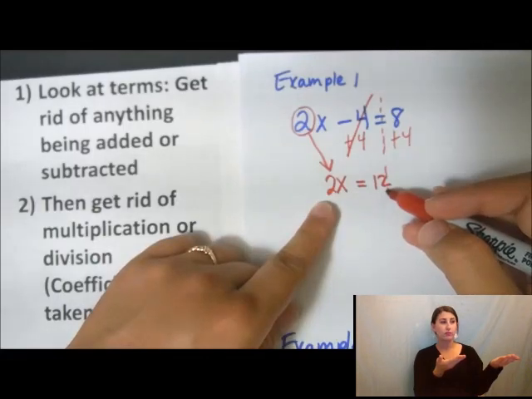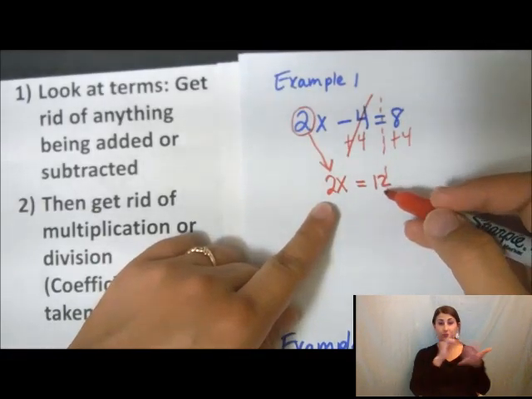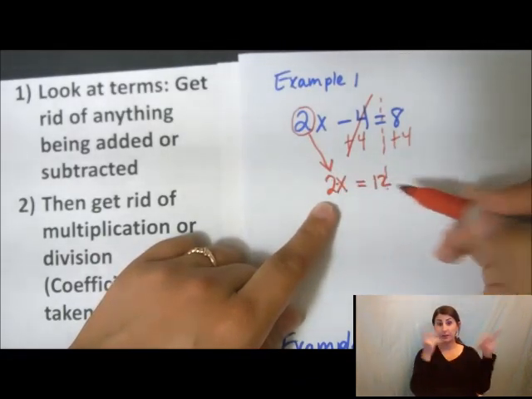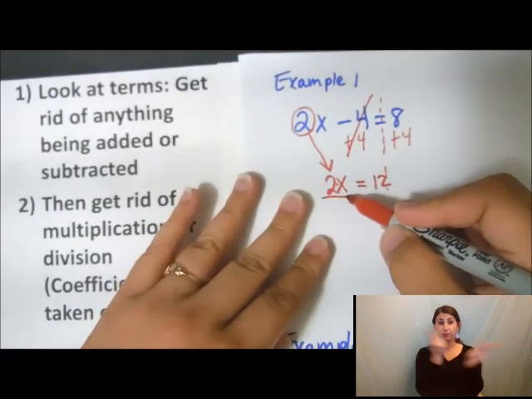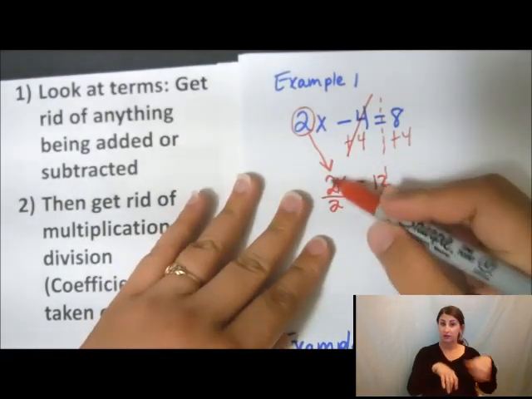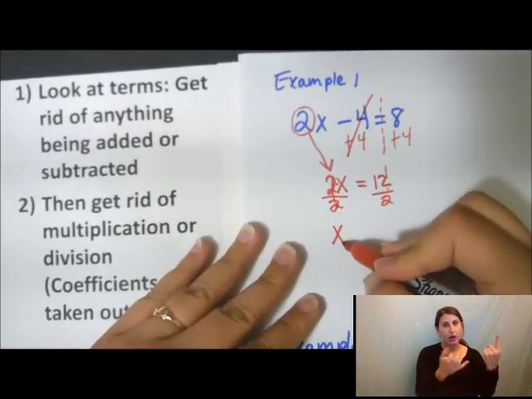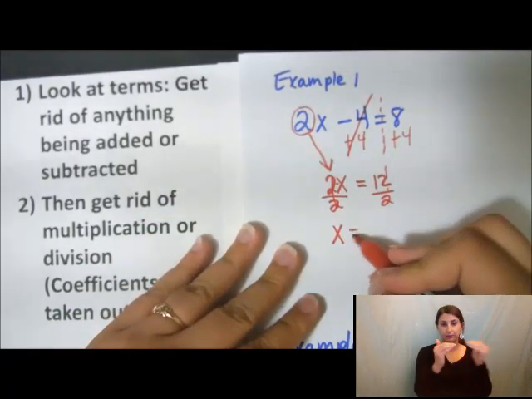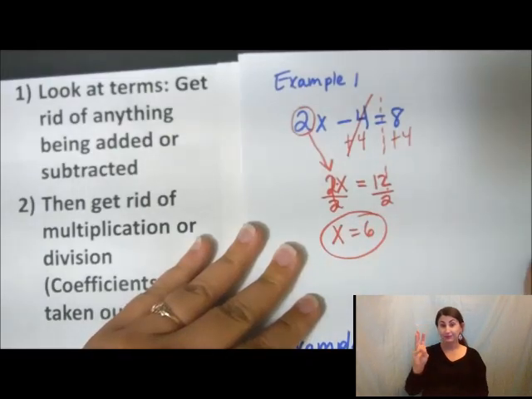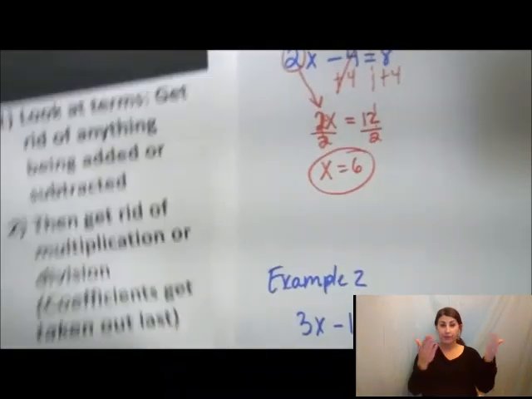Now it turned into a one-step equation because there's only one step left. This is my multiplication. The inverse of multiplication is division, so I'm going to divide by 2 on both sides. 2 divided by 2 is 1. That's what I want, the value of 1x. x equals 6. All right, next example.